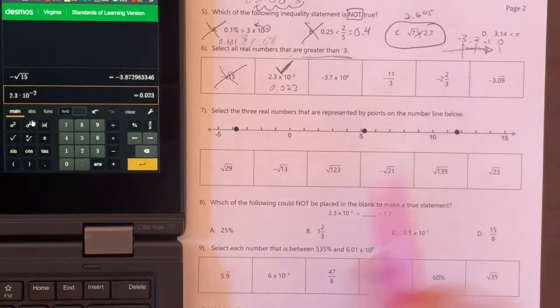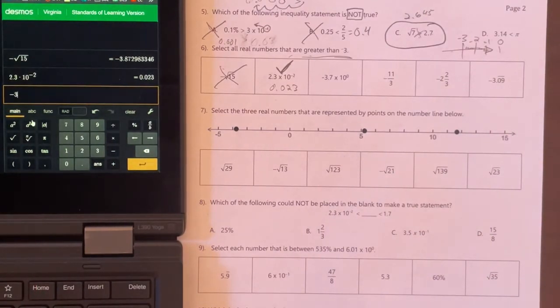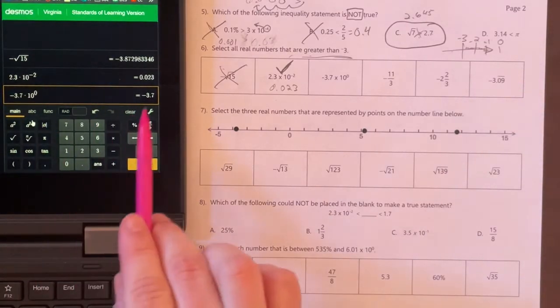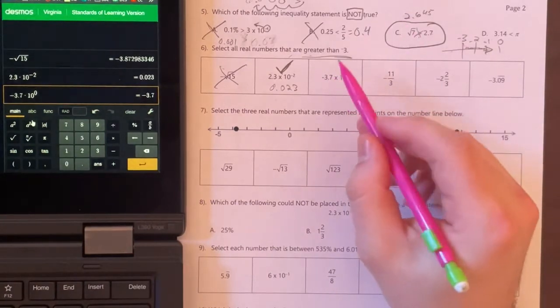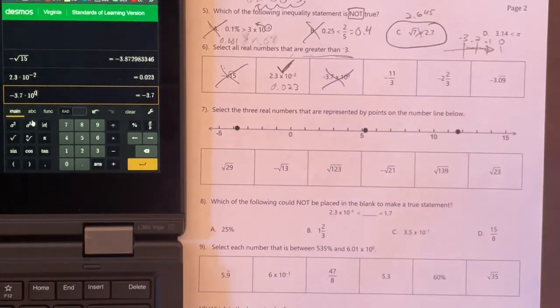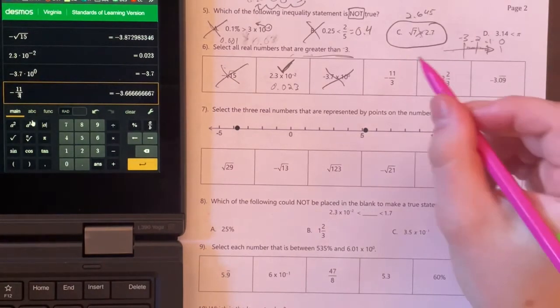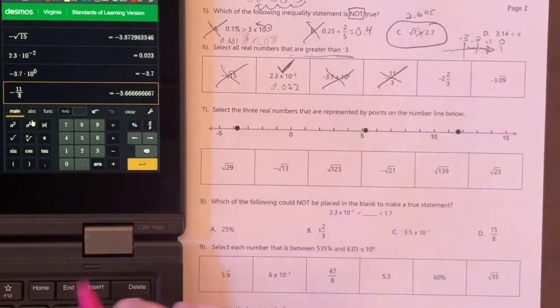What about the next one? We can do -3.7 times 10 to the 0 power. Again, any number to the 0 power that's not 0 is just 1, so this is basically times 1, which is not greater than -3. What about -11 over 3? Not quite.